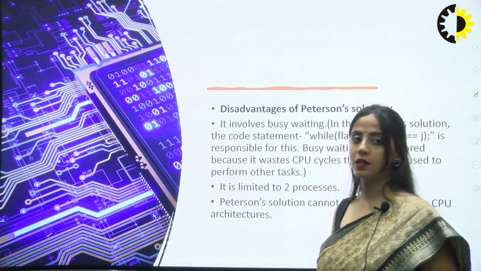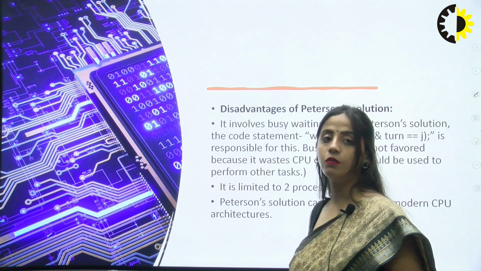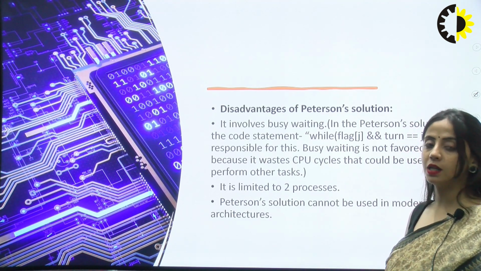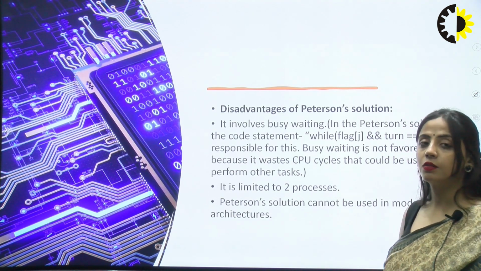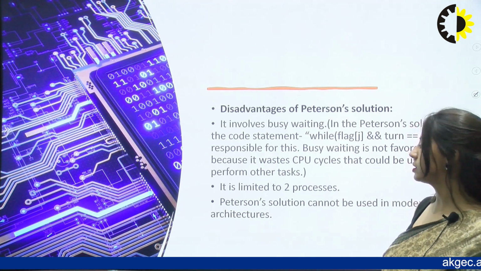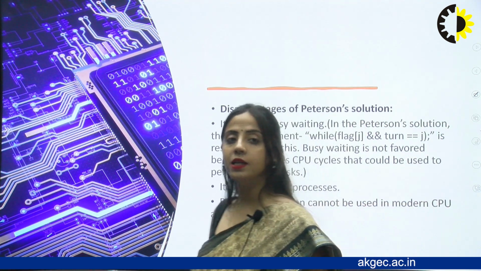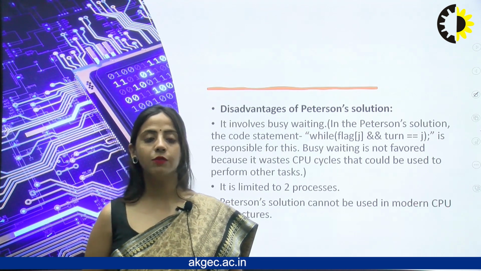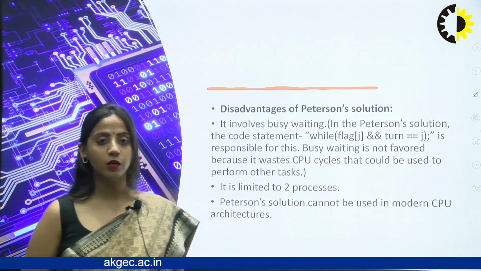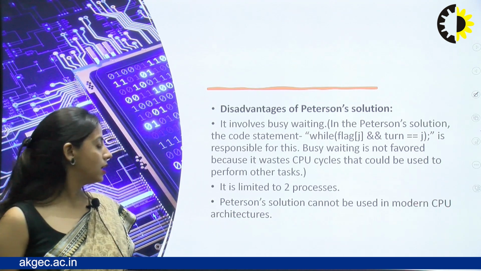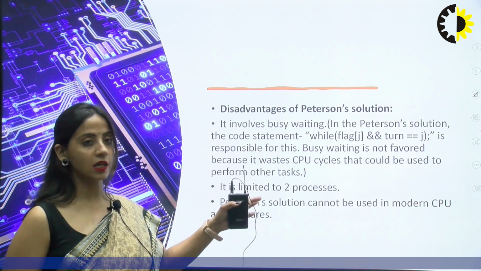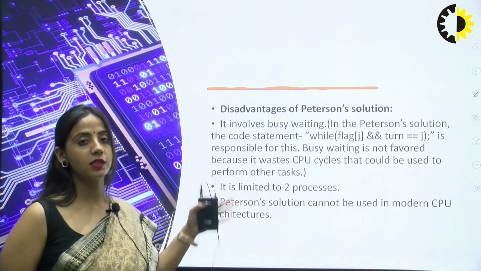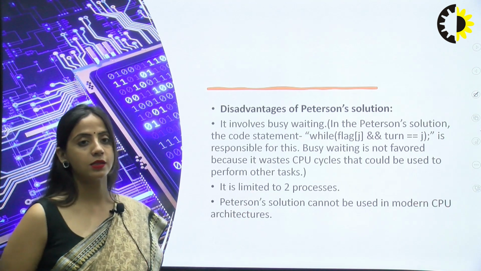Now what are the disadvantages of Peterson's solution? It involves busy waiting. In the Peterson solution, the code statement while flag[j] and turn equals j is responsible for this. Busy waiting is not favored because it wastes CPU cycles that could have been used to perform other tasks. It is limited to 2 processes. Only 2 processes can be executed at a time in a Peterson solution. These are the disadvantages of Peterson solution.